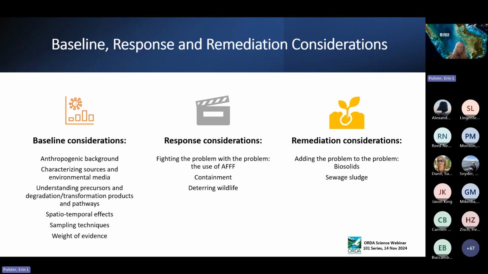Other questions? Show of hands of how many people are actually actively involved in PFAS sampling? Anybody?